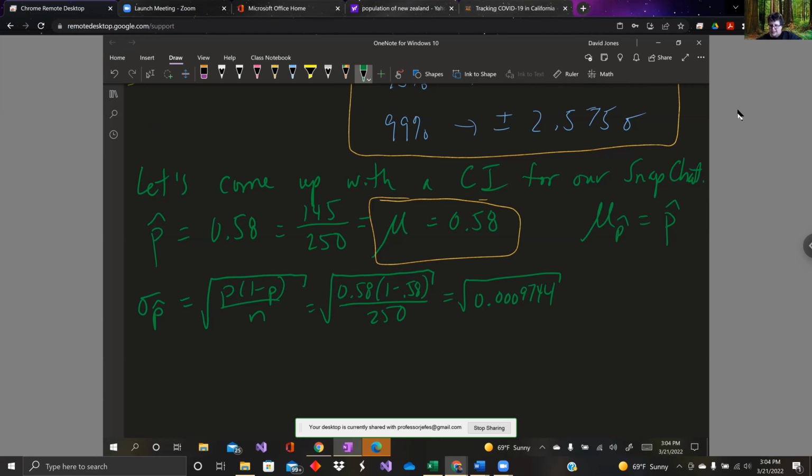And if I take the square root of that number, I get 0.3121538. It's got more numbers, so this is really an approximation. That's pretty close, but let's just go with 3 decimal places. If I round that, that's 0.031. So that's my sigma.